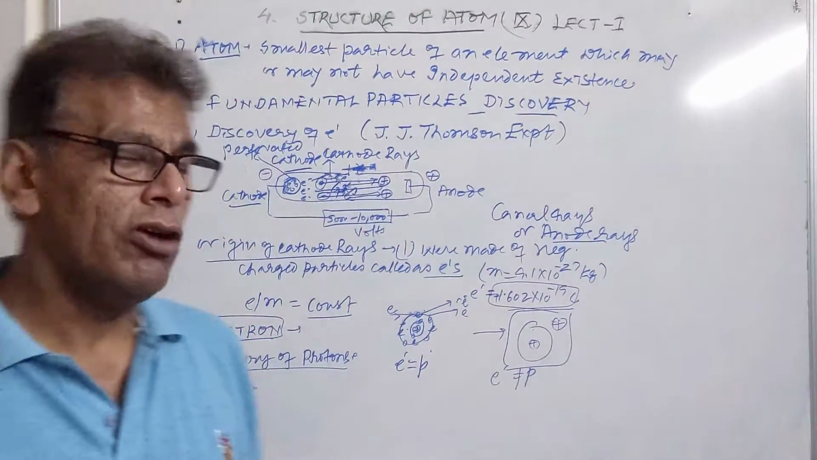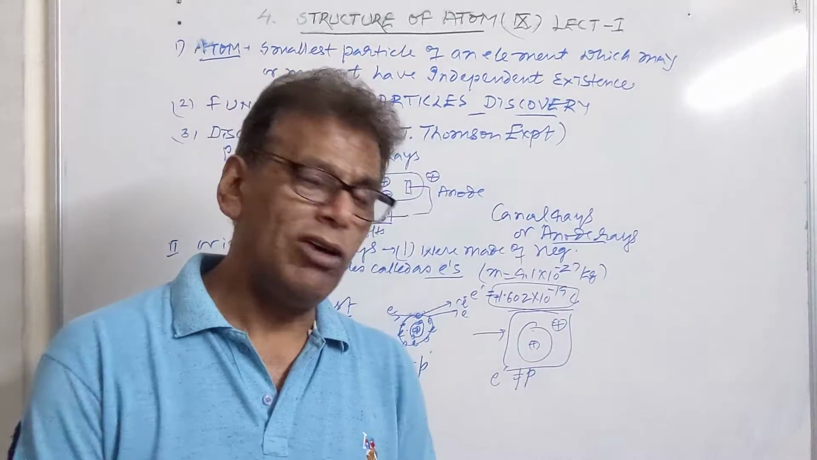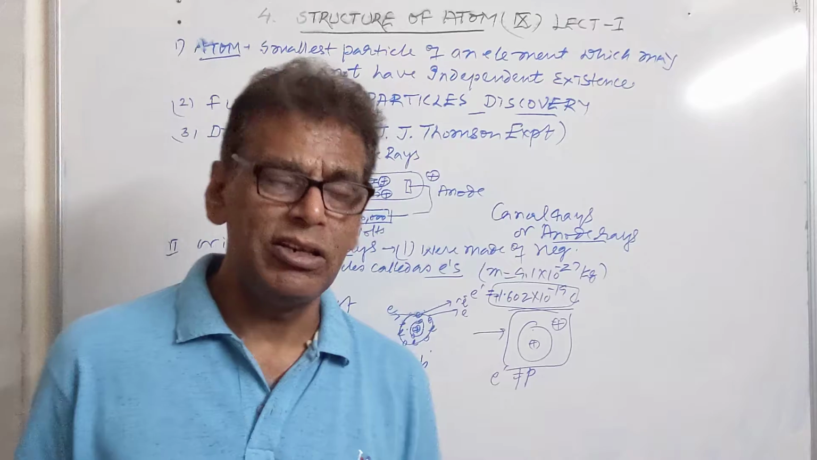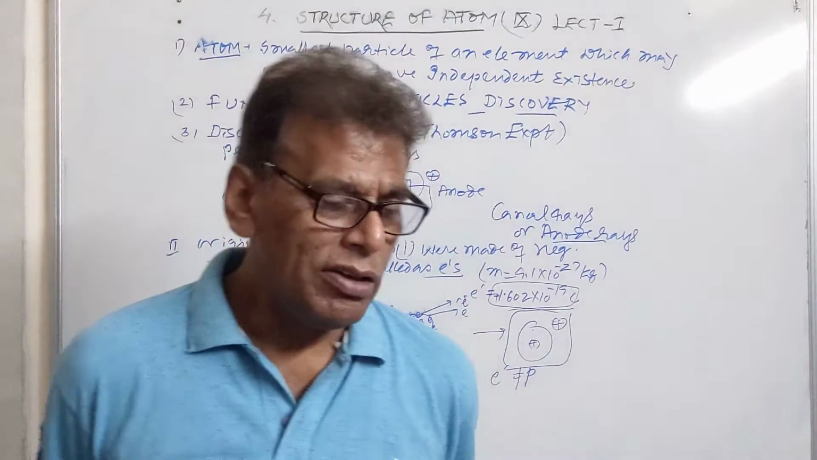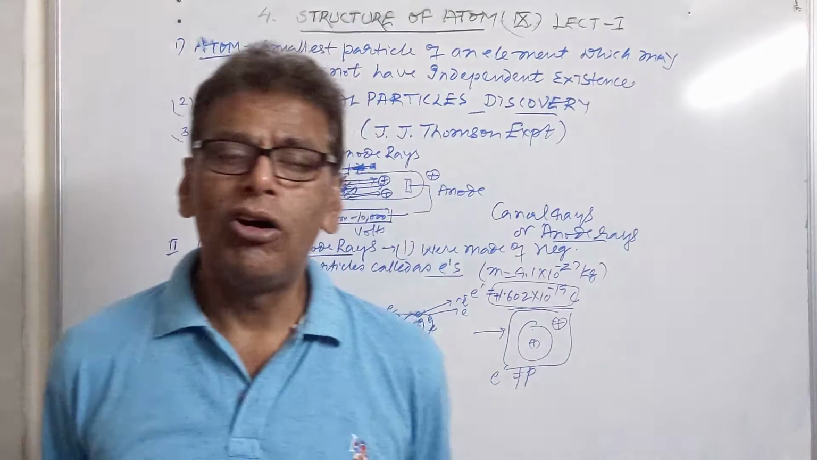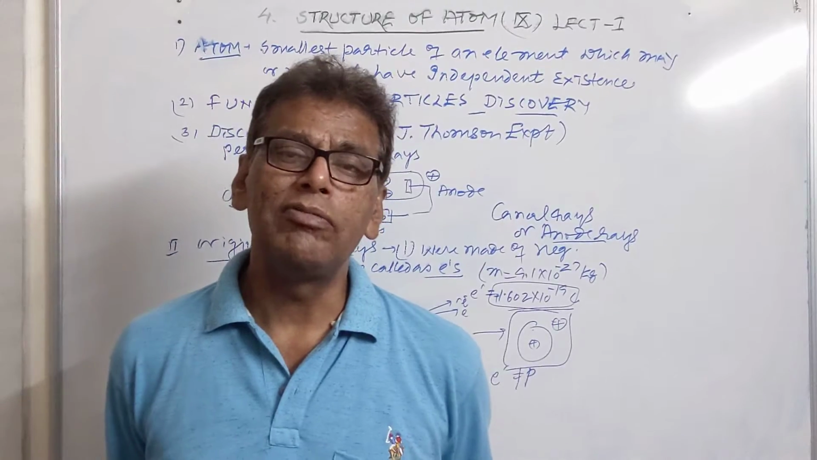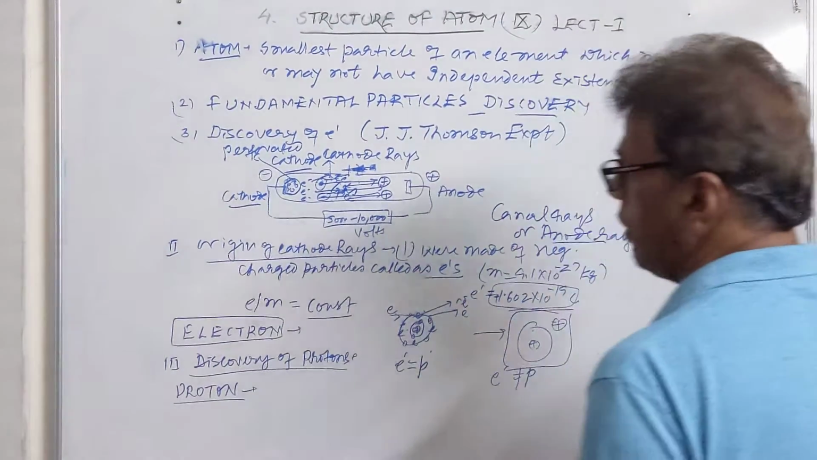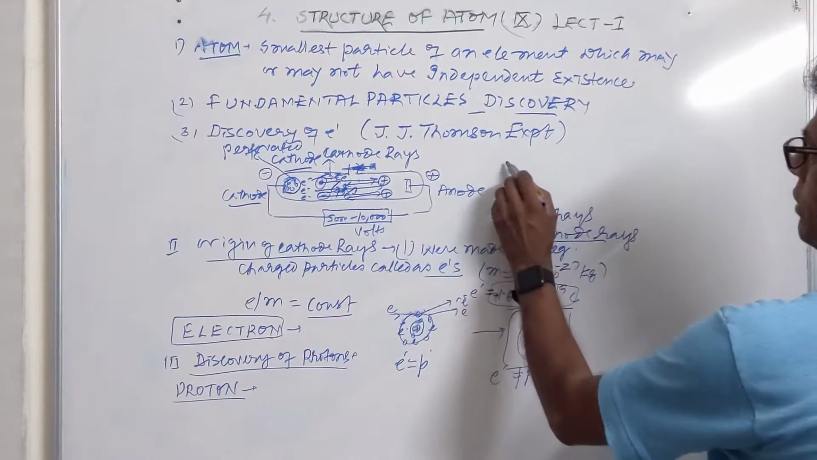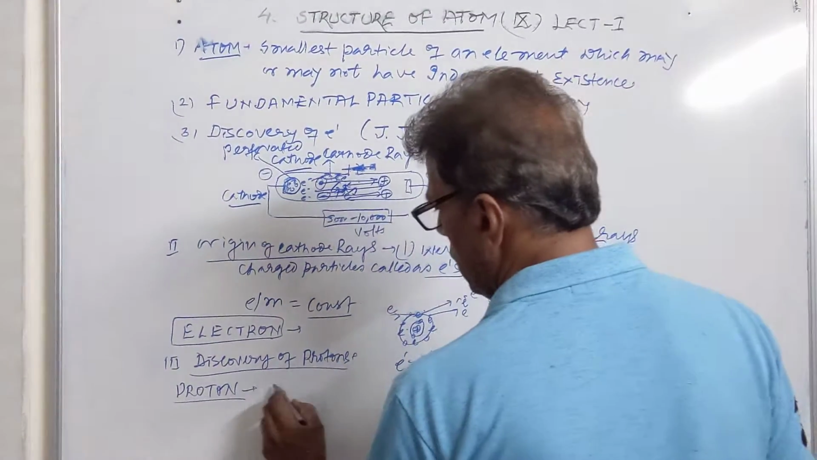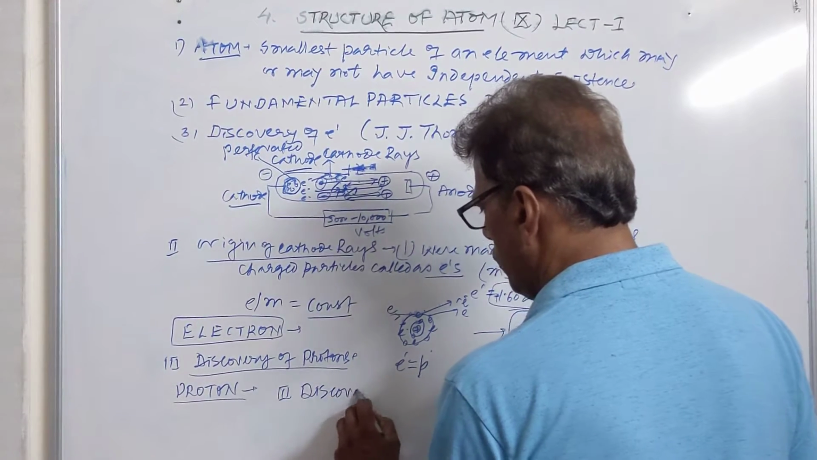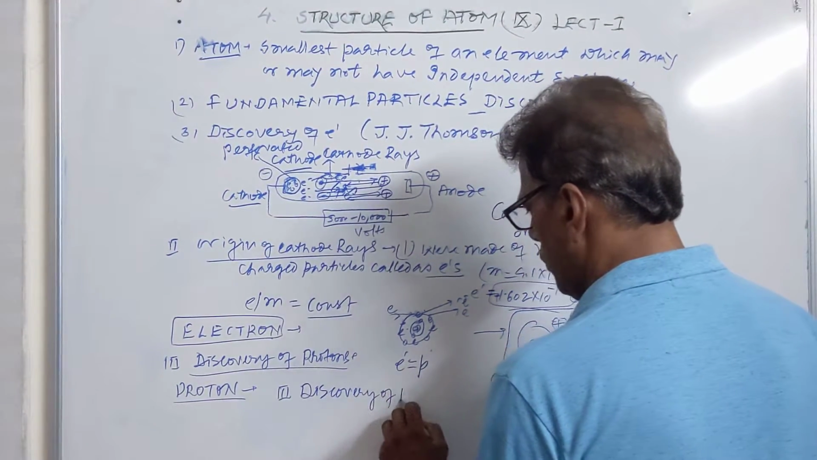After the discovery of the proton and electron, it was thought that their collective mass would be equal to the mass of the atom, but it could not happen. Therefore, scientists thought that there might be some other particle present in the atom. That particle was the neutron. It was discovered due to the efforts of Chadwick. So the third particle, that is, the discovery of neutrons.